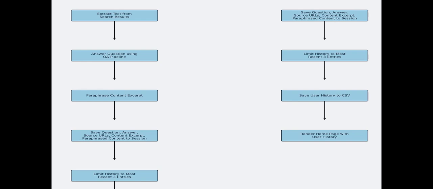From those we will extract the text, and based on the extracted text we will answer the question using the QA pipeline. We will also paraphrase the content extracted from the search results, and store the paraphrased content, the answer, and the original content, including the URLs extracted by the browser, in the users.csv file. Here also the research tool history is limited to the recent 3 only.